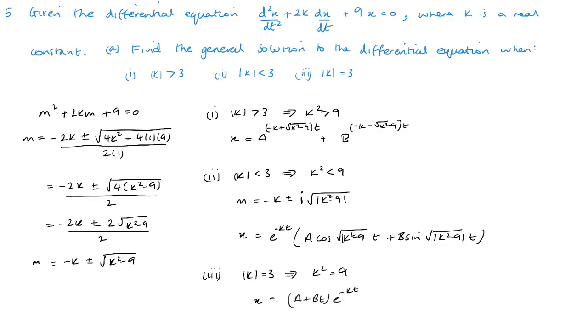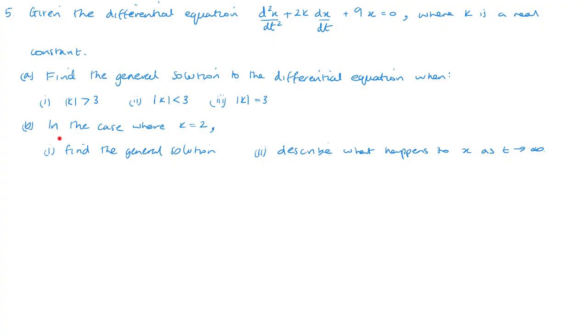Let's have a look at part B. So part B says, in the case where k equals 2, find the general solution and describe what happens to x as t tends towards infinity. So from earlier I had minus k, didn't I? So minus 2 plus or minus, and then inside the square root would be 4 minus 9, wouldn't it? Which would be minus 5. So it's going to be root 5 i. So that is my solution.